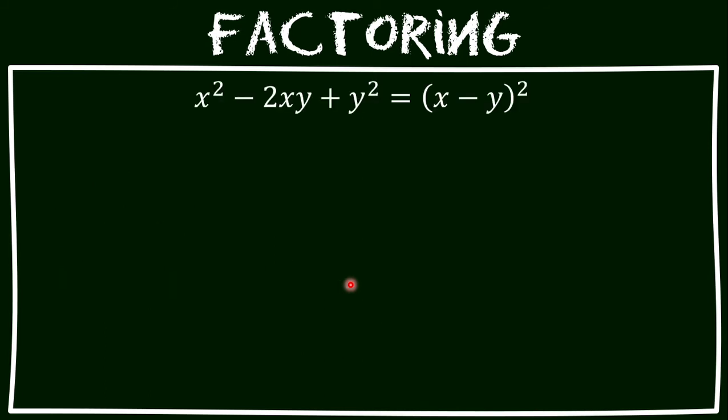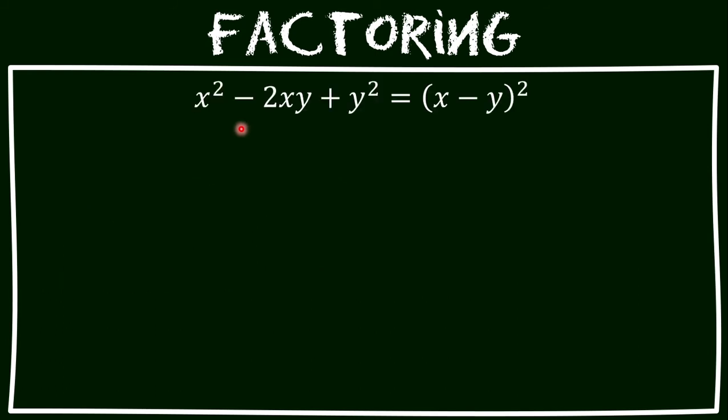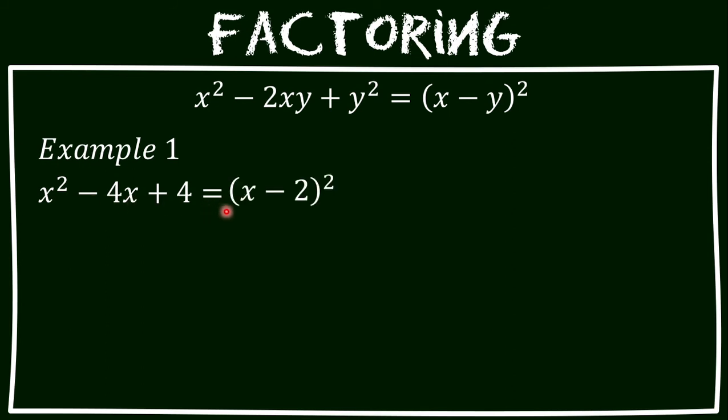Then our next form is this. In our previous form, we have a positive or plus sign in the second term. However, in this kind of perfect square trinomial, we have a negative sign here. If we have a negative sign here, we must also have a negative sign in the factor. So then we will have x squared minus 4x plus 4. That will be x minus 2 squared.